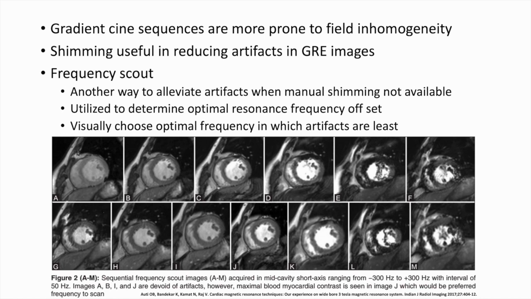In the below image, multiple short axis gradient images are taken with different frequency offsets, and the image with the least artifact and the maximum contrast is chosen for further imaging. In this image, we can see that the image J has the least artifacts and most contrast.